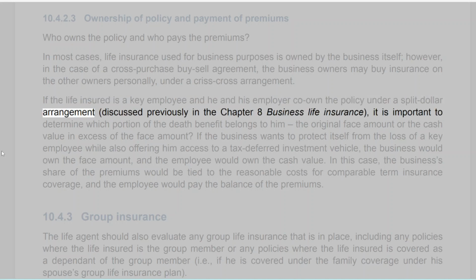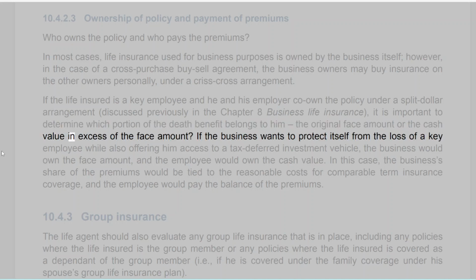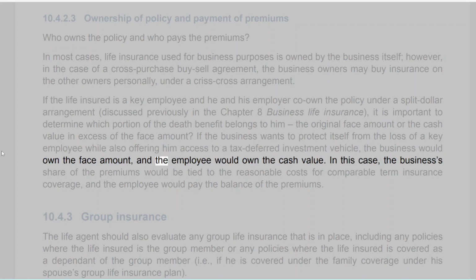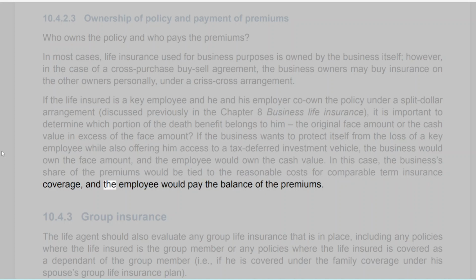If the life insured is a key employee and he and his employer co-own the policy under a split dollar arrangement, discussed previously in the Chapter 8 Business Life Insurance, it is important to determine which portion of the death benefit belongs to him, the original face amount or the cash value in excess of the face amount. If the business wants to protect itself from the loss of a key employee while also offering him access to a tax-deferred investment vehicle, the business would own the face amount, and the employee would own the cash value. In this case, the business's share of the premiums would be tied to the reasonable costs for comparable term insurance coverage, and the employee would pay the balance of the premiums.